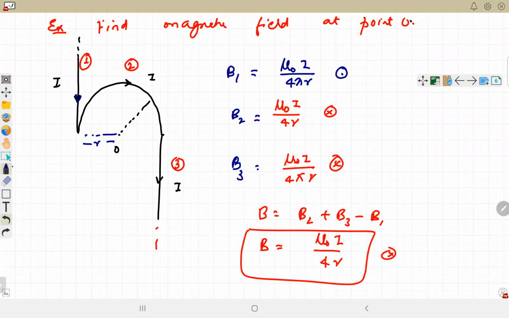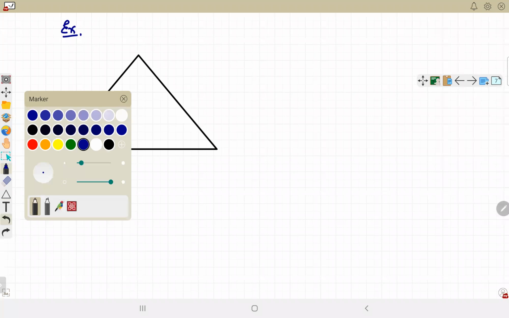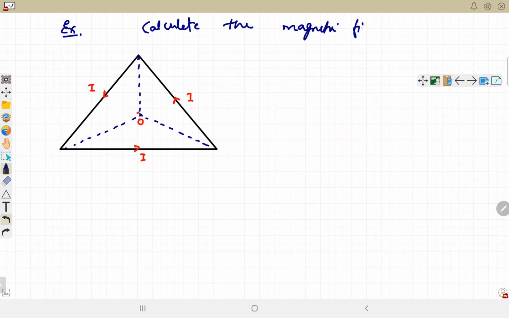Right, next case. Find the magnetic field at the given point O, which is the centroid of an equilateral triangle. Current I is flowing in each wire, side length is A. Calculate the magnetic field at the centroid. Centroid is equidistant from each wire. You have to use the same logic that we used for the square. Calculate for 1 and then multiply by 3. Calculate the magnetic field at point O.